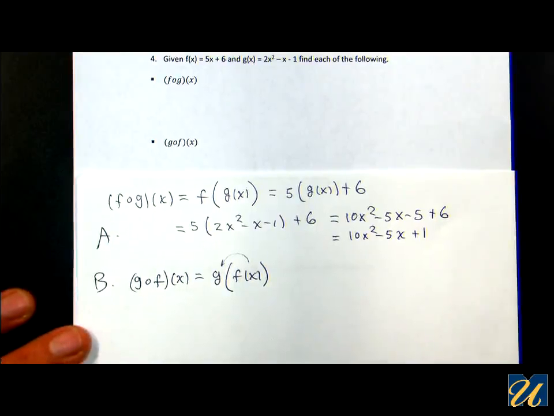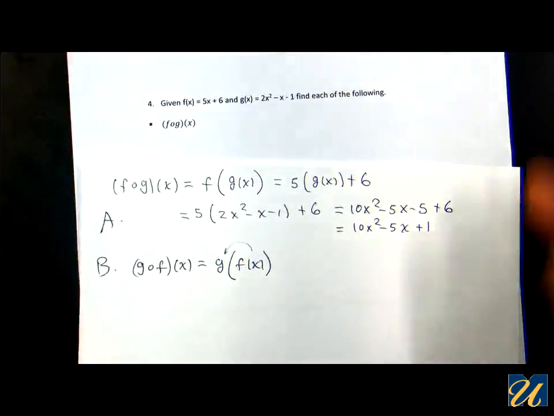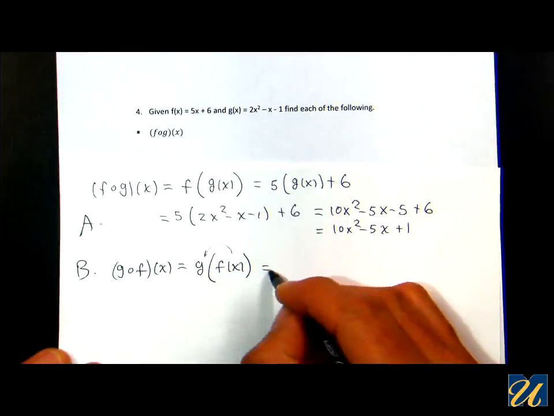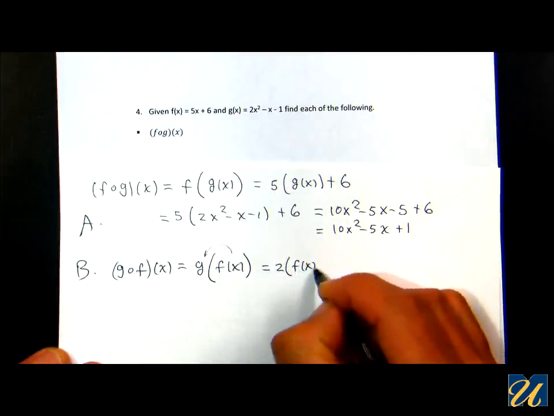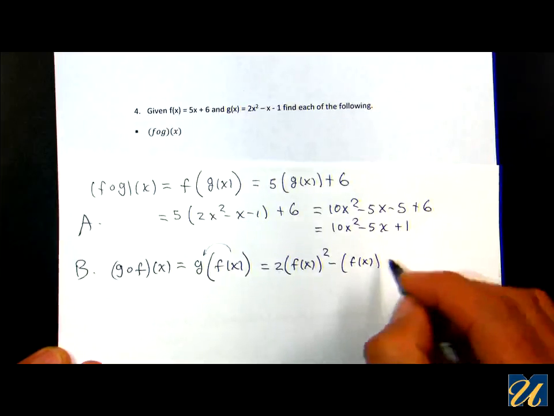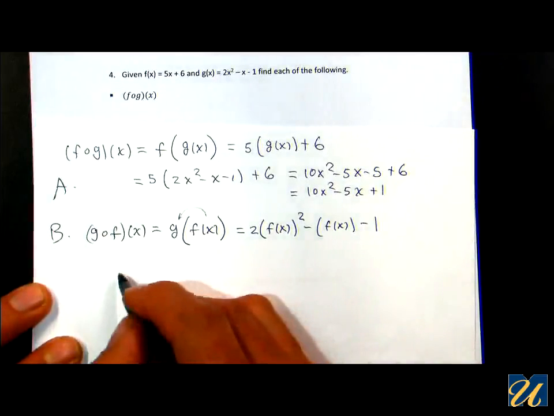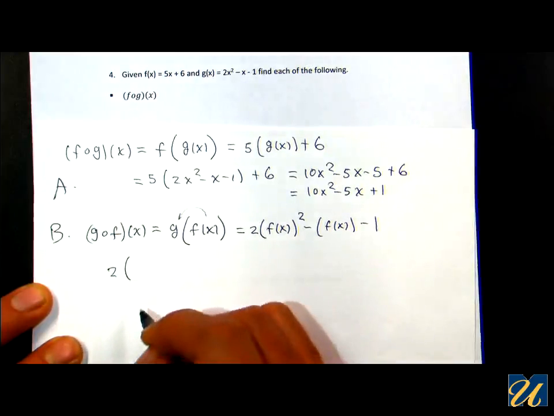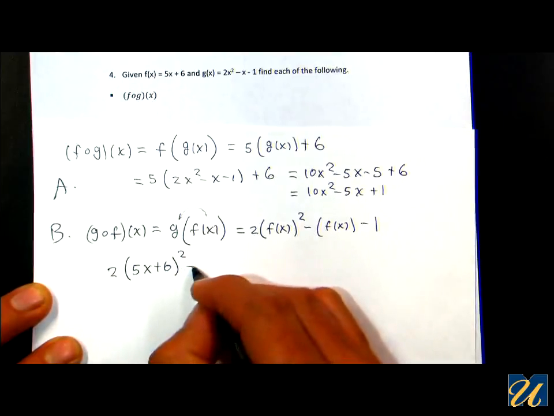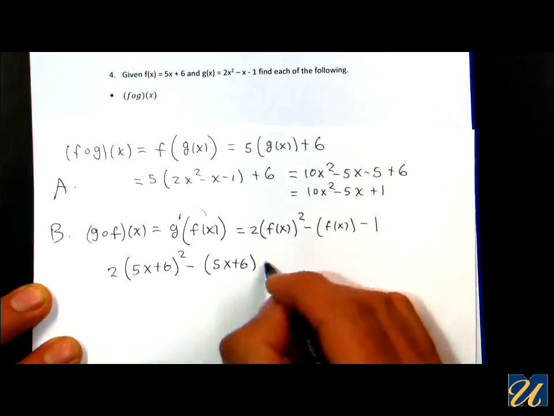So go to the g function. Here's our quadratic, 2x squared minus x minus 1, and replace the x by f of x. So it's 2 times f of x squared minus f of x minus 1. Now just put in what that function f of x is, and you'll have the composition. 2 times f of x, which is 5x plus 6, squared, minus the function f of x, 5x plus 6, and then minus 1.